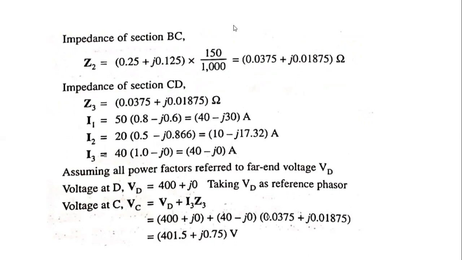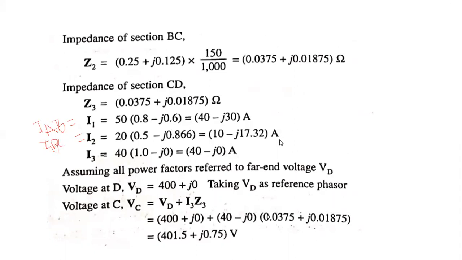This is the current at section AB, or the I1 current. Therefore, IAB is equal to I1 into cos φ1 minus j sin φ1. Next, we calculate the IBC value.